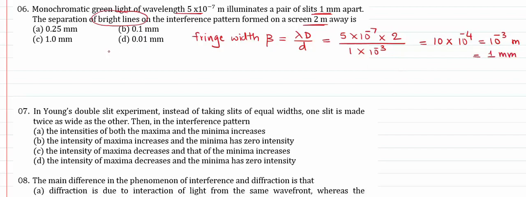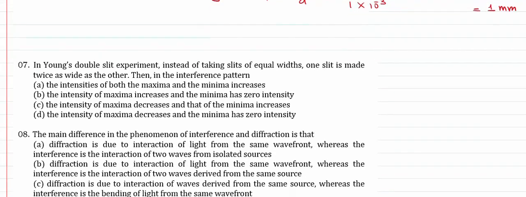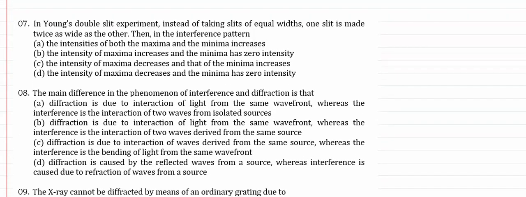So check the options. Which one is 1 mm? It is C. So option C is the answer. Next, in Young's double slit experiment, instead of taking slits of equal width, one slit is made twice as wide as another. So one has more width, and the other has less width. So what will be its effect on intensity?